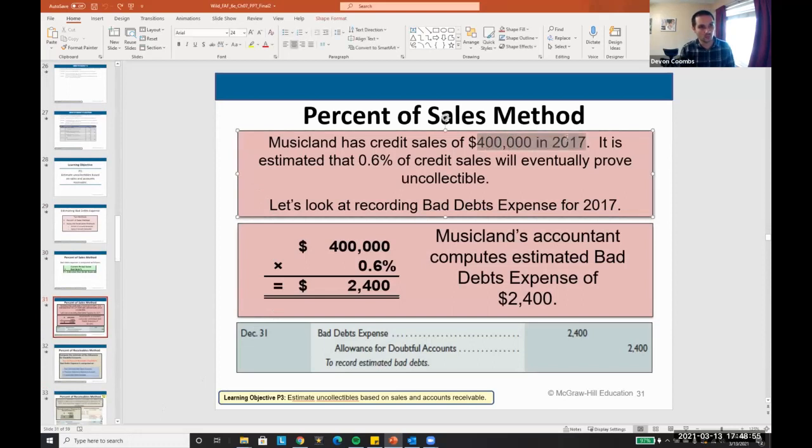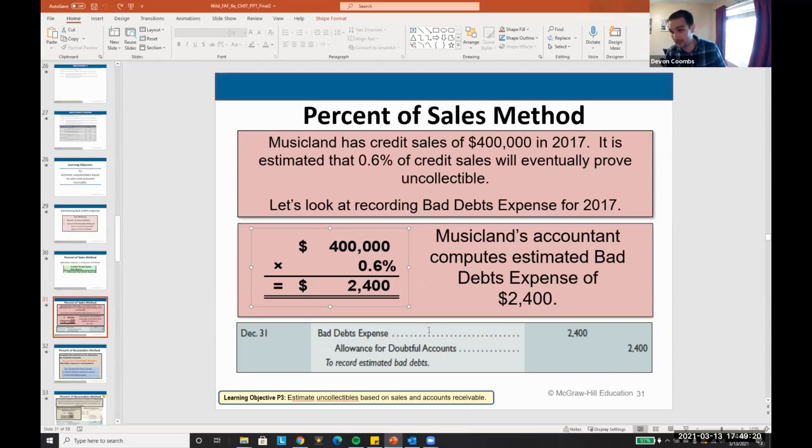So we have credit sales of $400,000. Estimate that 0.6% of credit sales will eventually prove uncollectible. We'll just do the multiplication, and this is our estimate. Seems easy enough, right? Just memorize the percentage, know that this is the percent of sales method. Just apply the percentage they give you to the number. I'm not going to ask you to calculate the 0.6%.